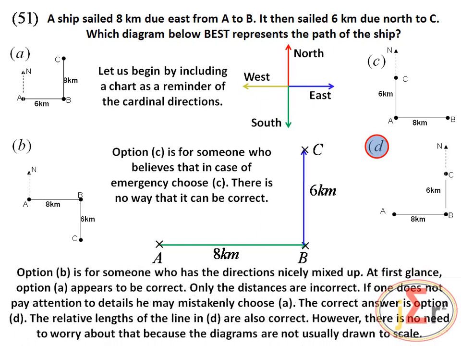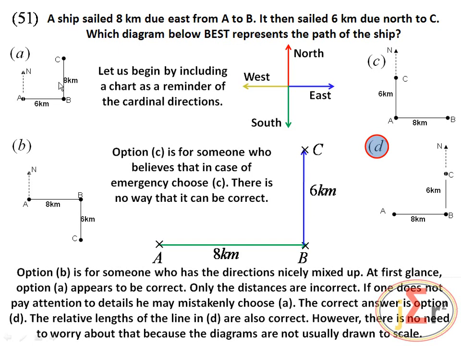Option B is for someone who has the directions nicely mixed up. At first glance, option A appears to be correct. Only the distances are incorrect. If one does not pay attention to details, he may mistakenly choose A. The correct answer is option D. The relative lengths of the lines in D are also correct. However, there is no need to worry about that because the diagrams are not usually drawn to scale.